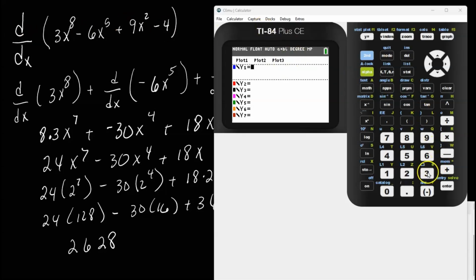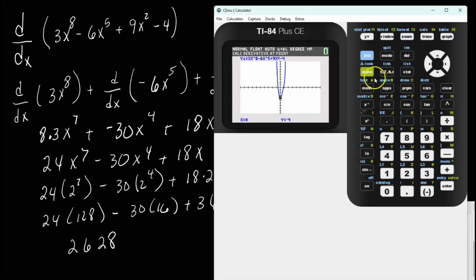From y equals, I will say 3x raised to the 8th power minus 6x raised to the 5th power plus 9x squared minus 4. I'm trying to verify, make sure it's correct. So let's go to second trace. Go dy/dx. If you want to see the graph better, hit zoom 9. All right, zoom 9. And then we'll tell it to calculate for x equals 2, not 5.